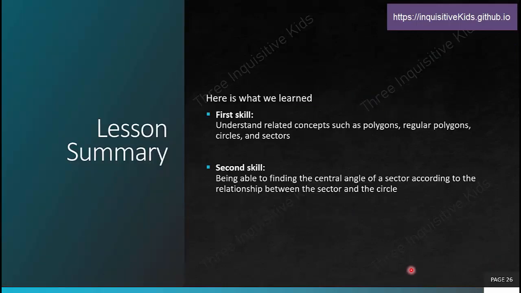Well, what skills did we work on today? We understood the relationships such as polygons, regular polygons, circles, and sectors, the basic concepts, and being able to find the central angle of a sector according to the relationship between the sector and the circle.